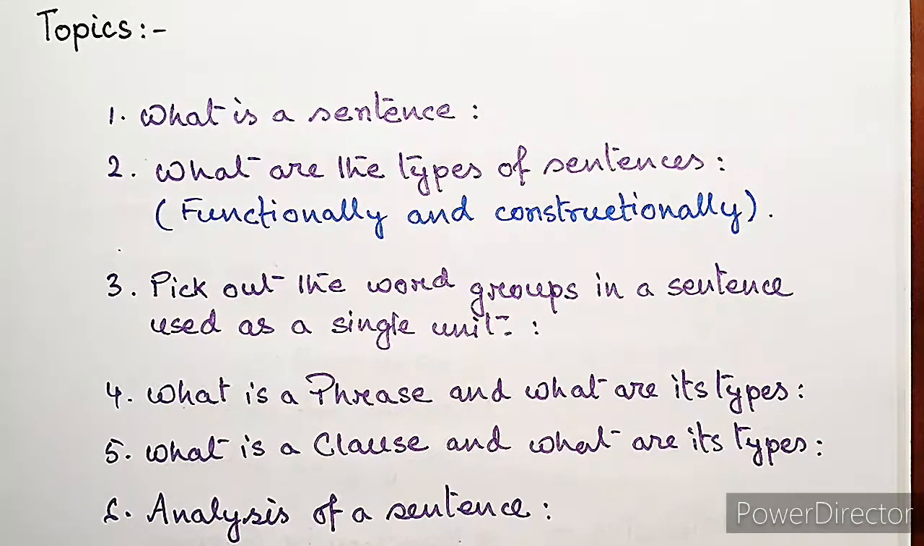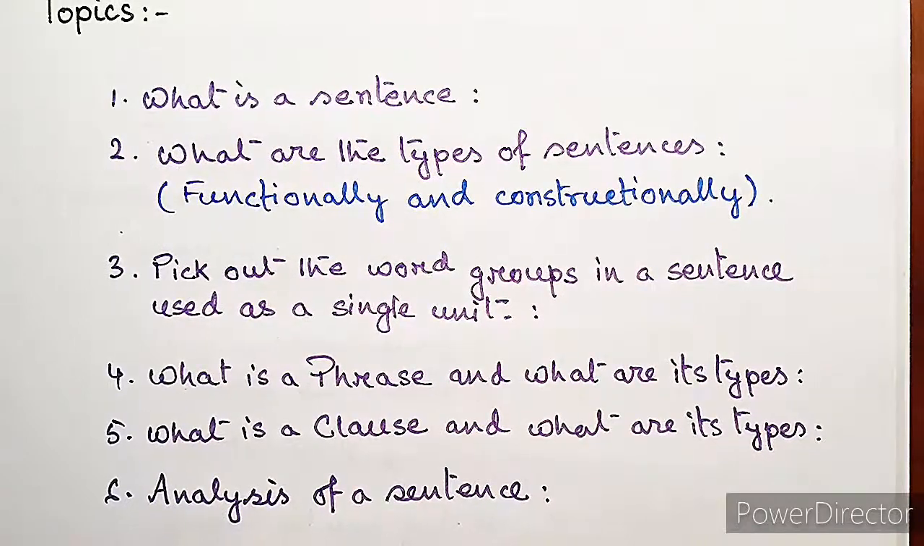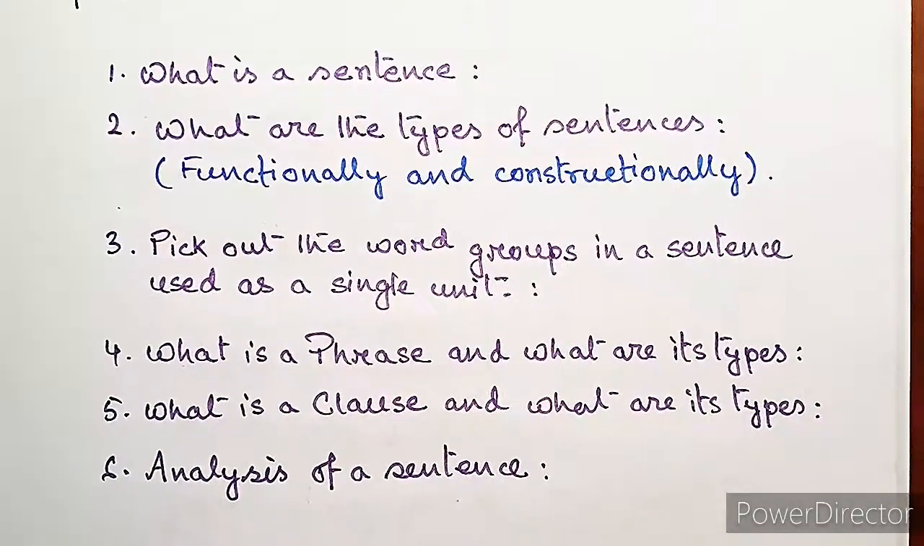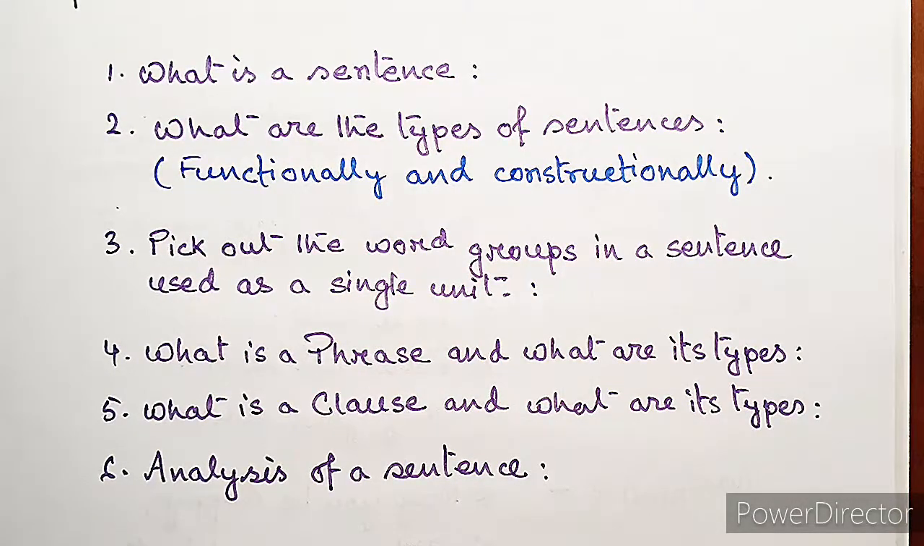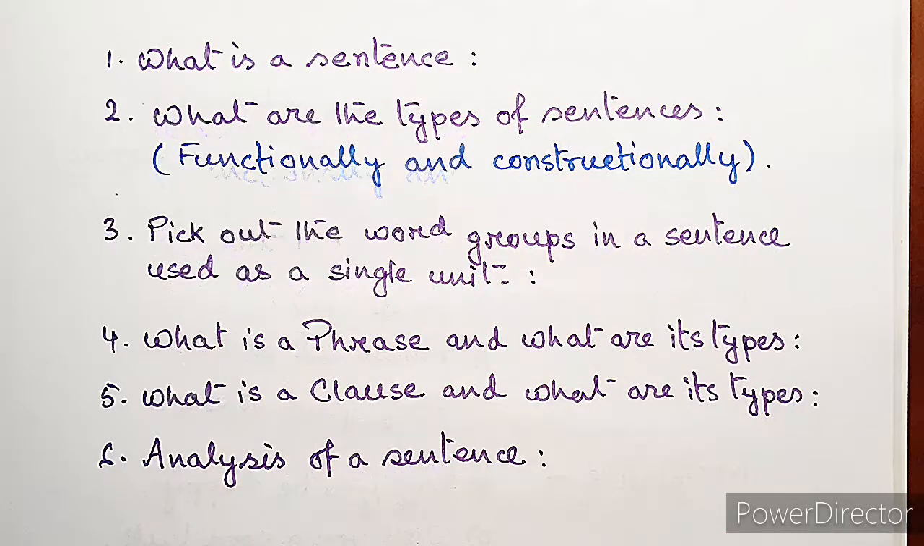First, here we are going to see what is a sentence. Next, what are the types of sentences functionally and constructionally. Next, we are going to learn how to pick out the word groups in a sentence used as a single unit. Next, we are going to learn what is a phrase and what are its types. Then, we are going to see what is a clause and what are its types. And finally, we will see how to analyze a sentence.